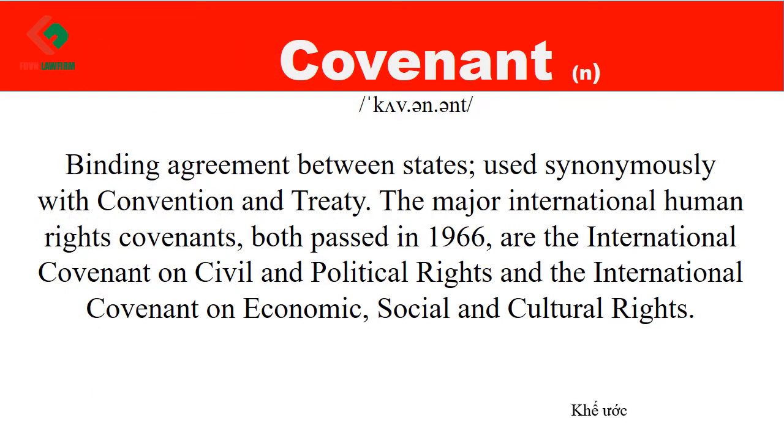Covenant. Binding agreement between states, used synonymously with convention and treaty. The major international human rights covenants, both passed in 1966, are the International Covenant on Civil and Political Rights and the International Covenant on Economic, Social, and Cultural Rights.